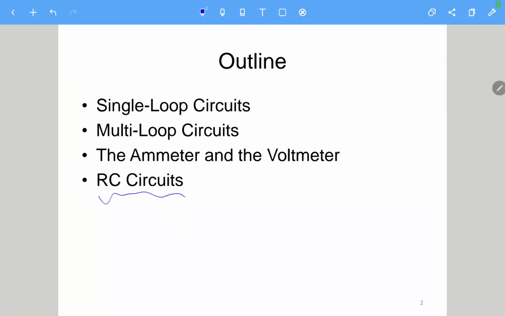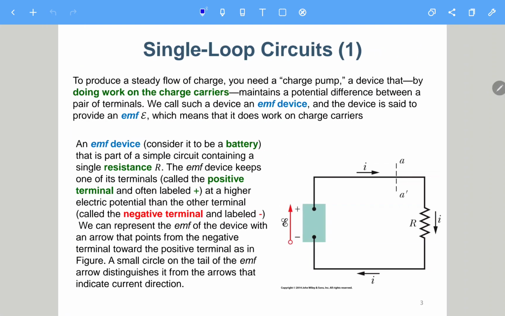This is the outline of chapter 27. So we will introduce the single loop circuit, multi-loop circuits, and introduce the ammeter, voltmeter, and also the RC circuit.